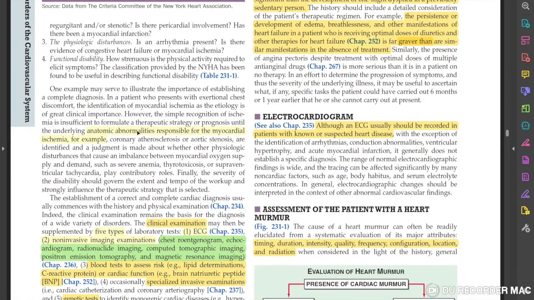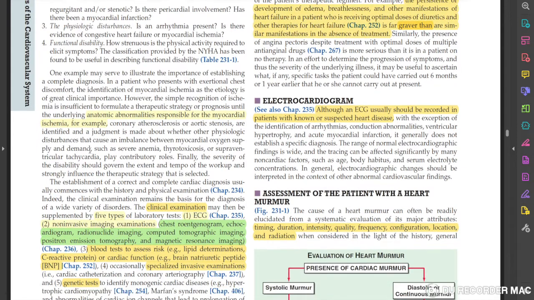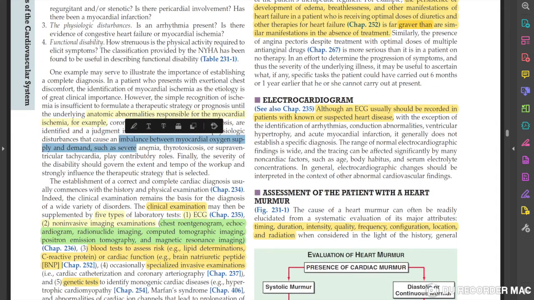Anatomic abnormalities are responsible for myocardial ischemia, for example coronary atherosclerosis and aortic stenosis. These are identified, and a judgment is made about whether other physiological disturbances that cause an imbalance between myocardial oxygen supply and demand are present, such as severe anemia, thyrotoxicosis, or supraventricular tachycardia. So it is trying to tell you that if there is any anatomic abnormality, try to find the physiological component of that, and then classify the patient according to the NYHA functional criteria.